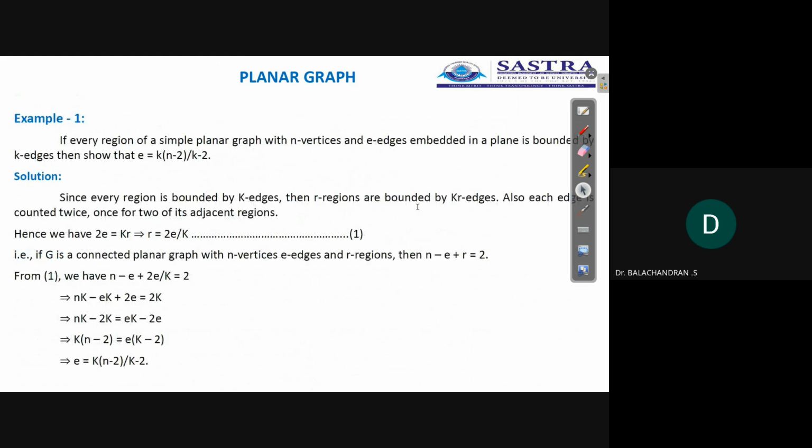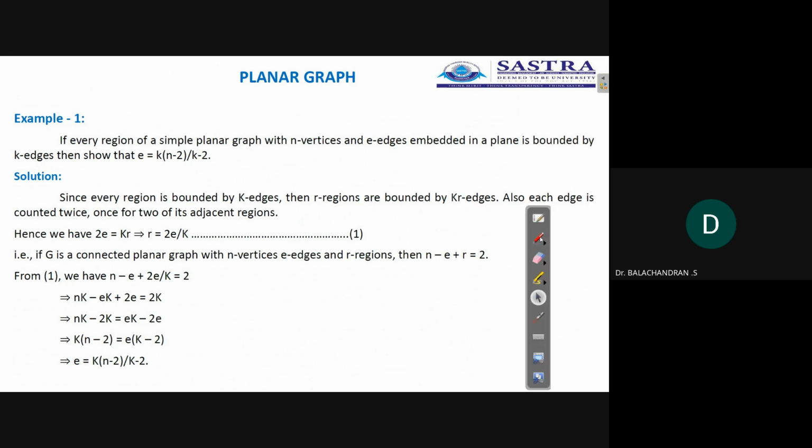Last problem. I think this problem I started in the previous class and then I stopped. Every region of a simple planar graph with n vertices and e edges embedded in a plane is bounded by k edges. Then show that the number of edges e is equal to k into (n minus 2) divided by (k minus 2).